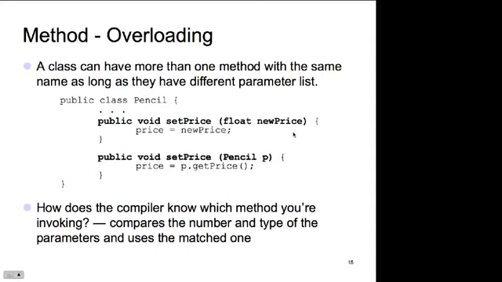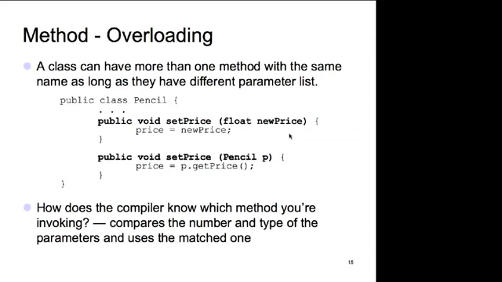So anyway, here's an example of method overloading as a concept. It is called overloading because we're taking something and copying it or creating another, overloading the functionality. So we have a set price that takes a float new price, and then we have a set price that takes a pencil P.